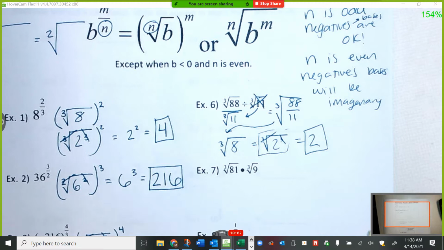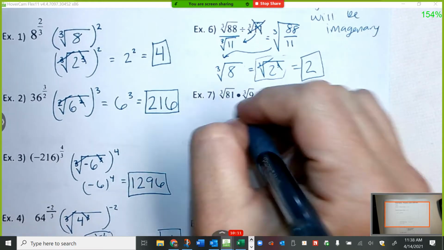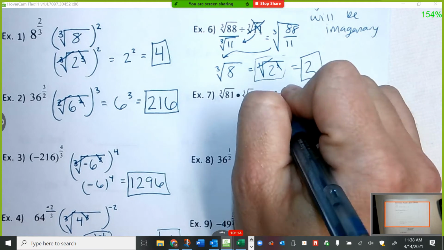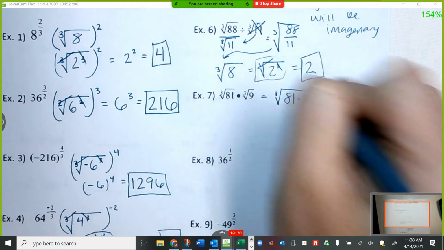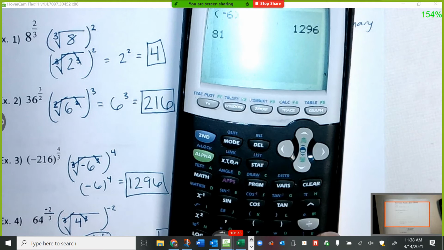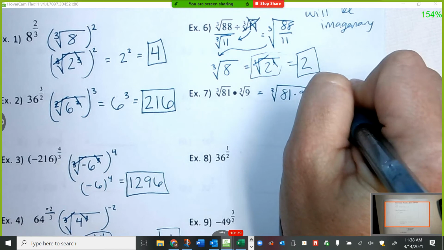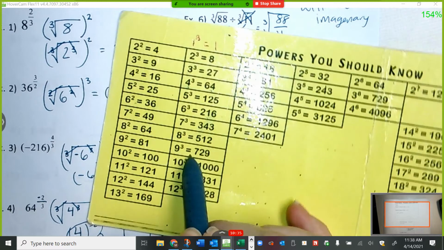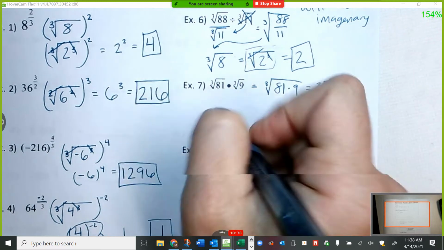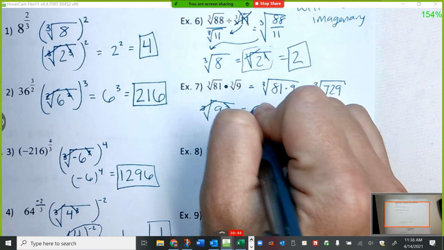So if example 6, if we can combine the division under one house, do you think we can combine the multiplication? As long as the roots are the same? Yes. Because neither of these are perfect roots, but when we combine them, 81 times 9 gives me 729. So is that a perfect cube? Yes. It is. 9 cubed equals 729. So the cube root cancels the cubed, and it equals 9.